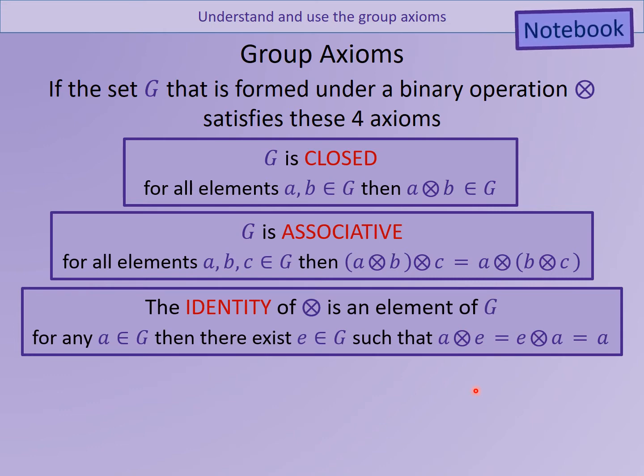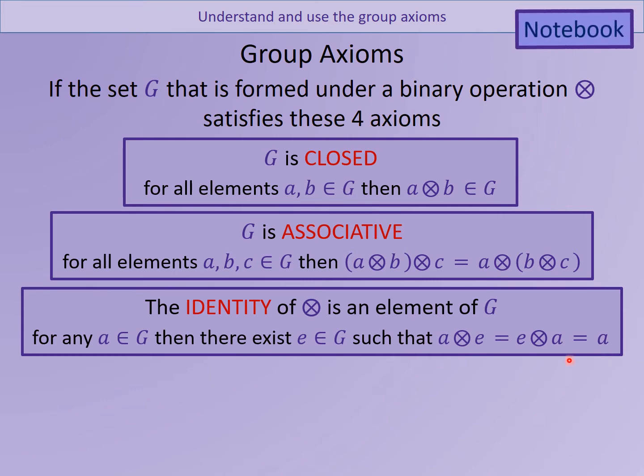There's an identity. In other words, there should be some number within the group that, if you take that number and do this binary operation to any other number in the group, you always end up back with the original number. So take the number, do the binary operation to this, whatever the identity is. It's exactly the same as doing it the other way around, what we call commutative, it doesn't make any difference, equals the original number.